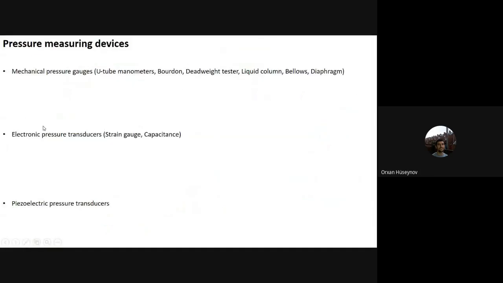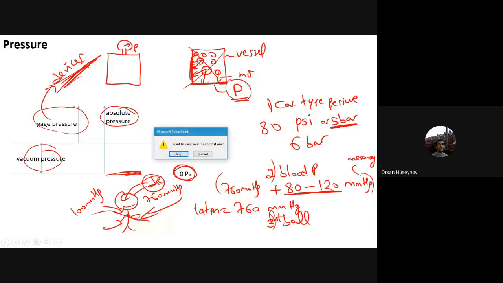That is the end of the first chapter. No, I have one more topic: pressure measuring devices. With this one, we'll finish the first chapter and move on to the second chapter. Second and third chapter together. So if you have questions, you can ask.